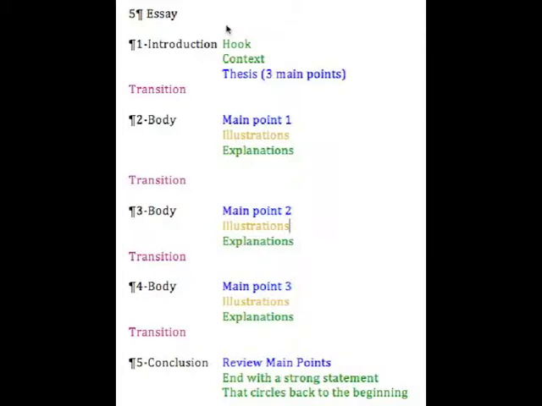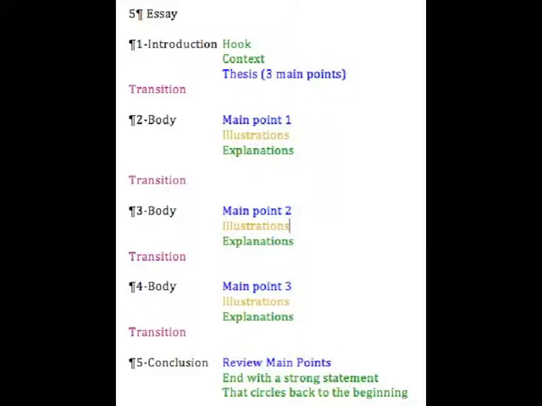Every 5-paragraph essay has the first paragraph as an introduction with the hook and context and thesis, then 3 body paragraphs that have your 3 main points with illustrations and explanations, and then ending with a 5th paragraph that is your conclusion, where you review your main points and end with a strong statement that circles back to the beginning.